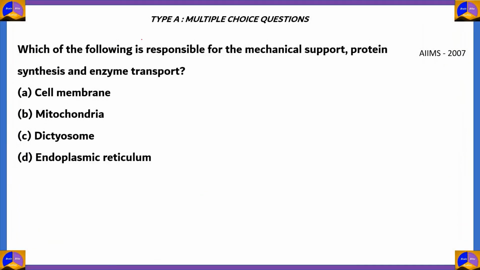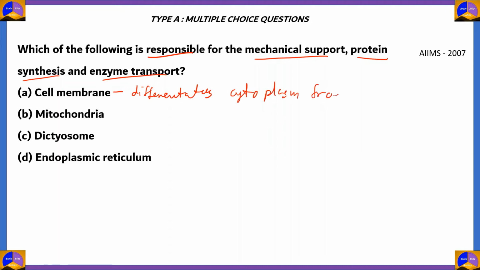Next question. Which of the following is responsible for mechanical support, protein synthesis, and enzyme transport? Cell membrane, mitochondria, dictyosomes, or ER? Let's look at each of our options. Cell membrane differentiates cytoplasm from the external environment. So it defines the boundaries of the cell. So option A is incorrect.